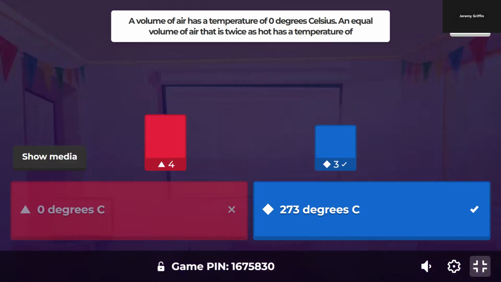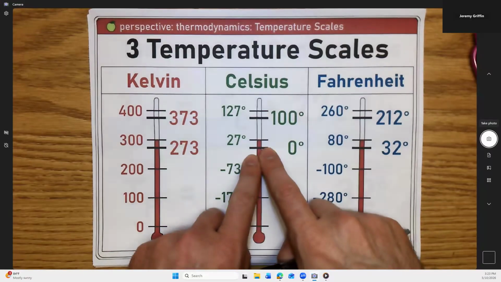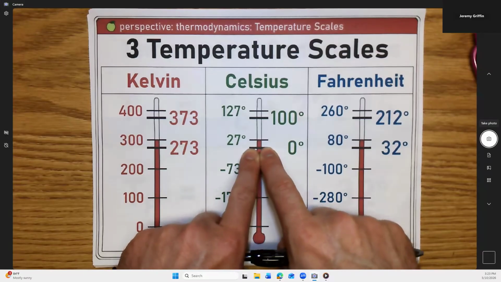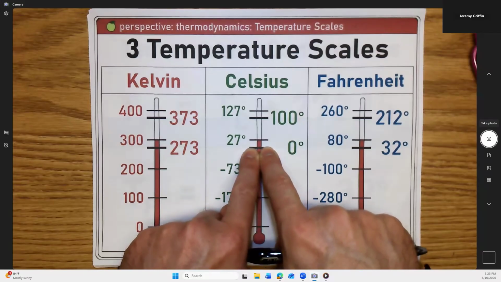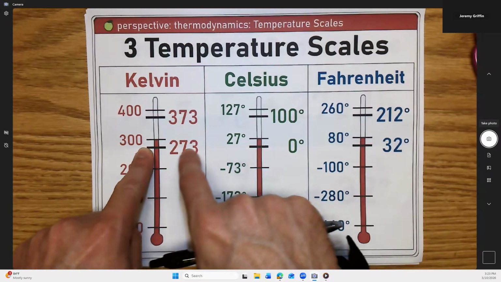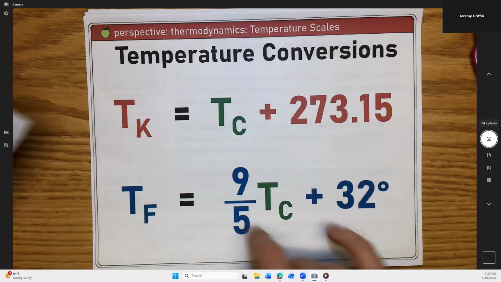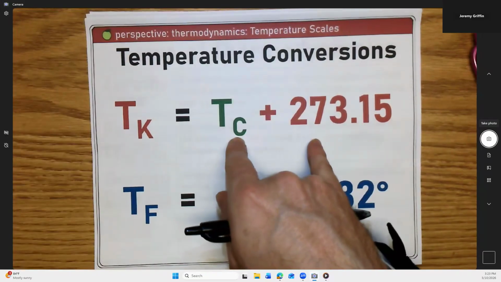Okay, 50-50 split there. Here, let me give you guys a visual. If you're sitting at 0 degrees Celsius and you double that, careful, you can't just double 0. First, you have to convert to what? Kelvin. And 0 degrees Celsius is how many Kelvin? 273, because it's a straight conversion. All you need to do, Celsius to Kelvin, is simply add 273.